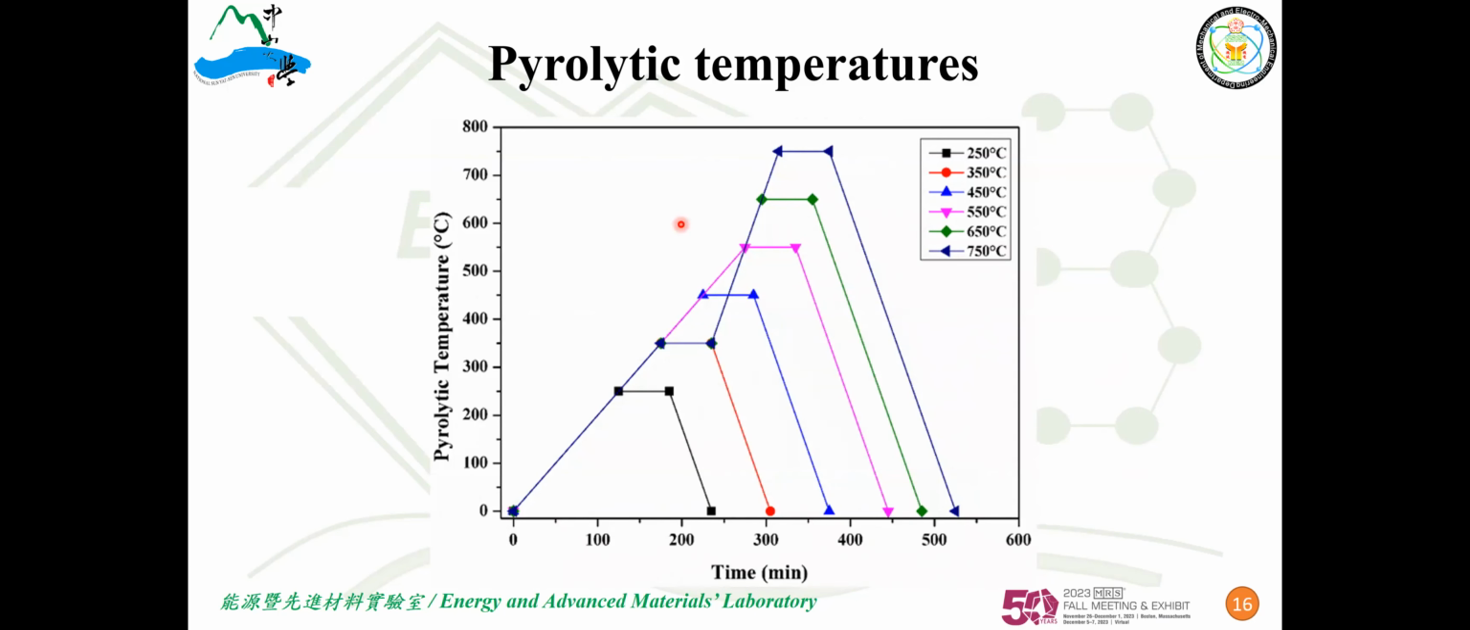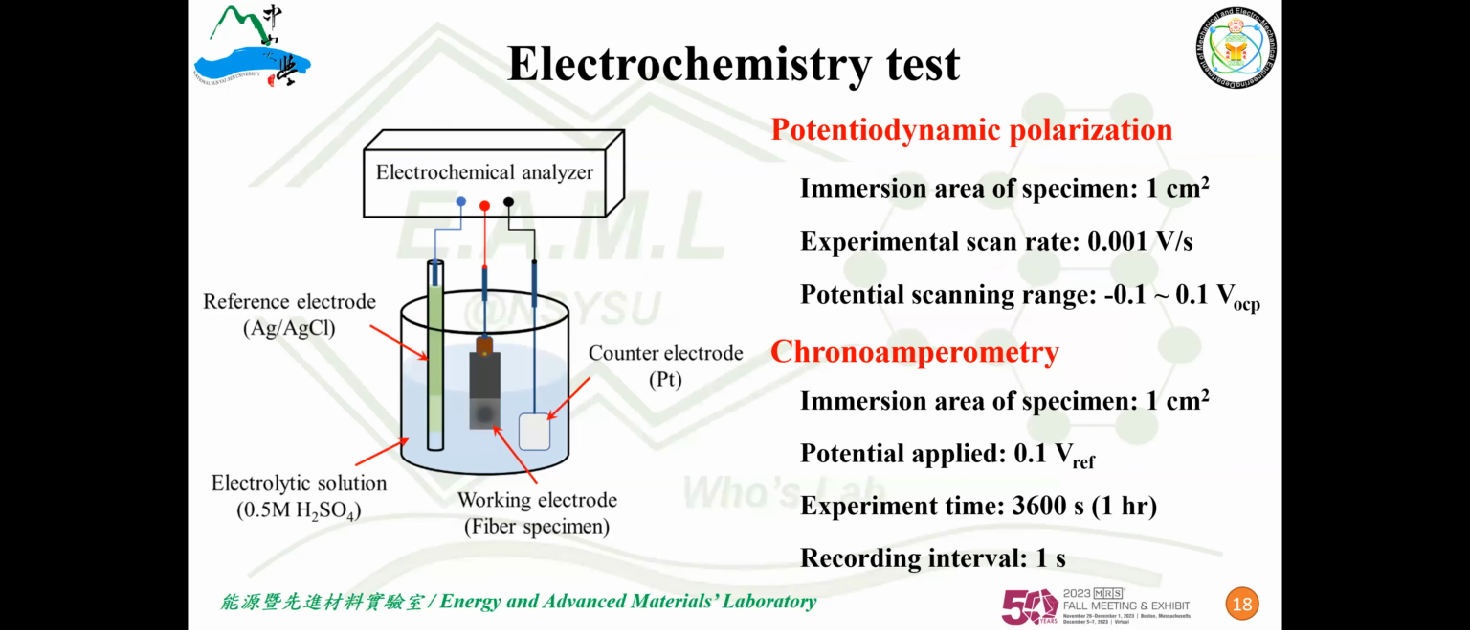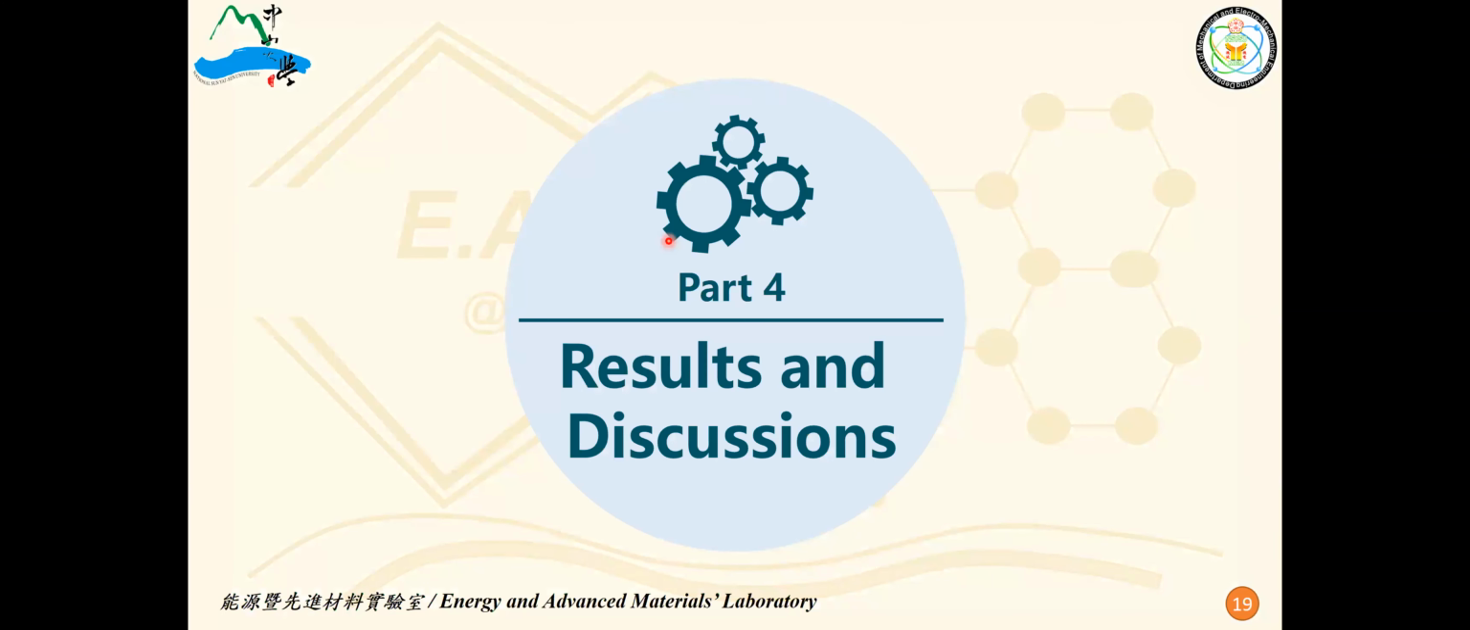This is our pyrolytic temperature. We pyrolyze at 200-something, 300, 400, and so on. The highest pyrolytic temperature is 750 Celsius. This is our sample. We do the tensile test, using carbon fiber or glass fiber plates to clamp our samples. And we do the three-electrode method, or potentiodynamic polarization, to measure its corrosion resistance.